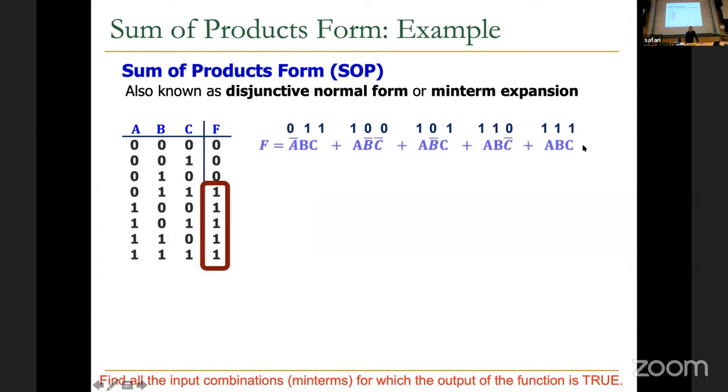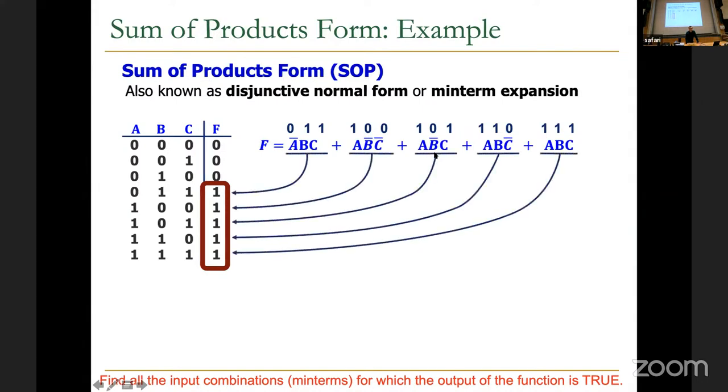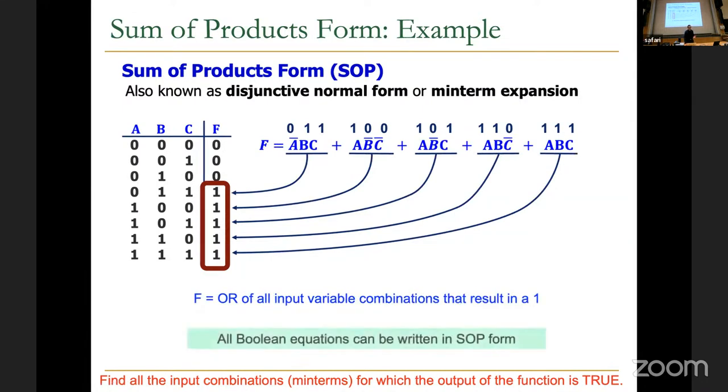I've already given you the equation, actually. So basically, for this function to be true, A bar B C should be true. Or A B bar C bar should be true. Or A B bar C should be true. Or A B C bar should be true. Or A B C should be true. It's just logical, right? And that's the sum of products form, basically. Function is the OR of all input variable combinations that result in a one.